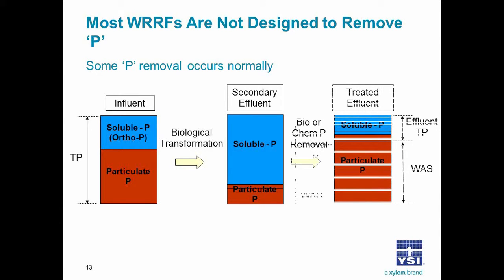In order to achieve even lower limits, though, additional treatment steps for enhanced biological phosphorus removal or chemical P removal are required. In this case, converting more of the soluble P into particulate P, which is then removed with the waste sludge.